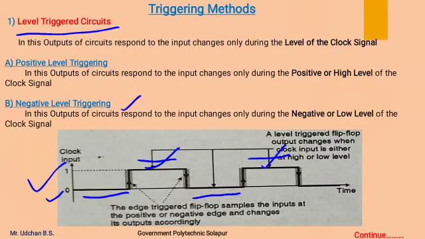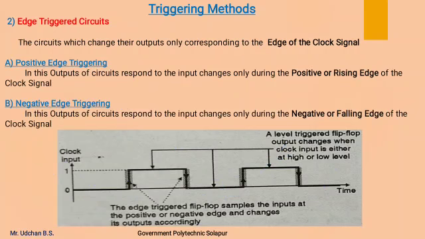In negative level triggering, the output respond to the input changes only during the negative or low level of the clock signal, means this level and this level. So this is about level triggering.